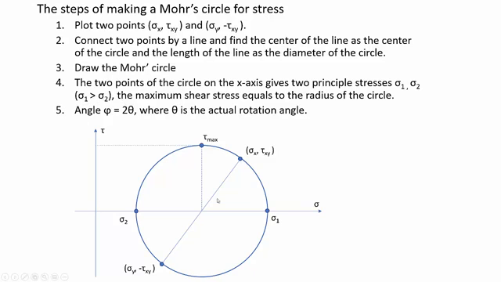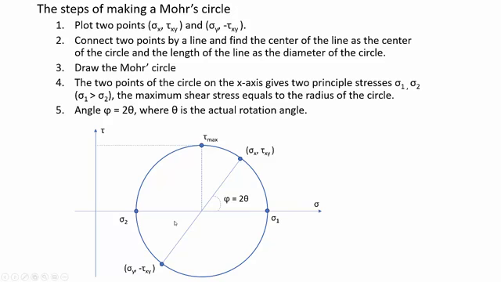The third interesting point is at the top of this circle. That is tau maximum. The height of this point gives the maximum shear stress. The height of this value is equal to the radius of the Mohr circle.